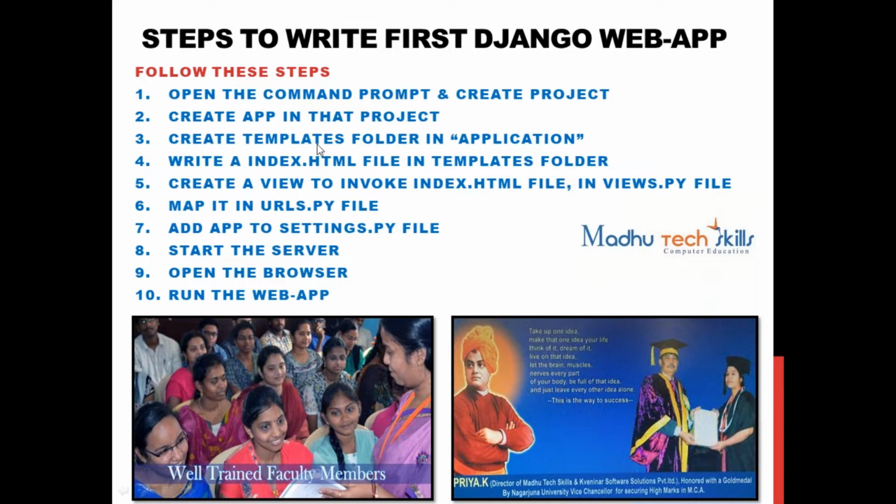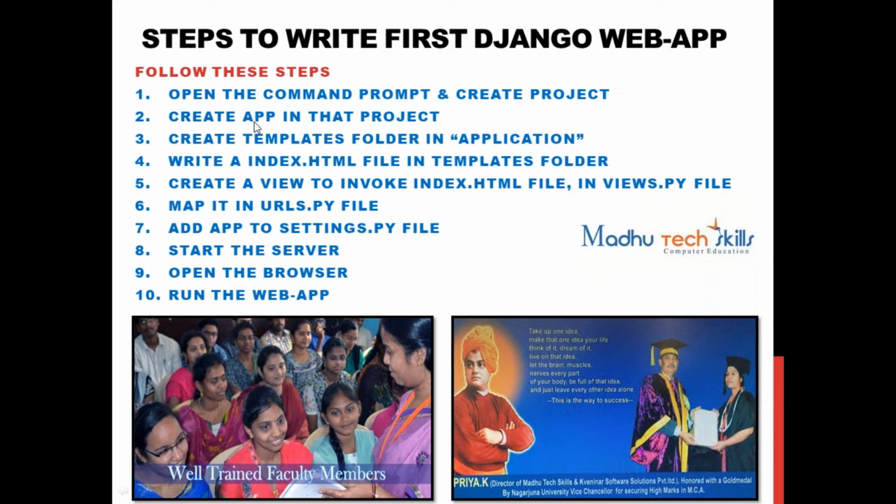Create a view to invoke the HTML files which exist in the templates folder. After creation of the view, you need to map that view with a particular URL so that we can invoke this view by using that URL. And then you need to add the application you have created to the settings.py file. Then only the Python Django framework identifies that this app is available or active.